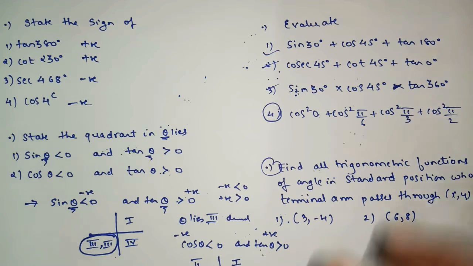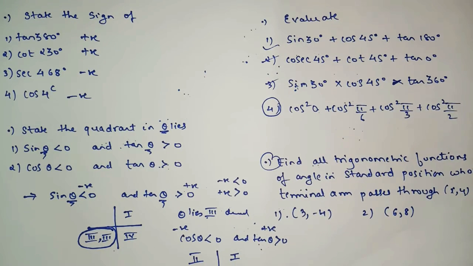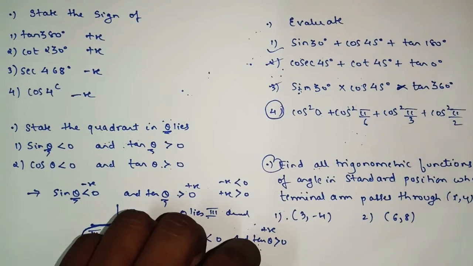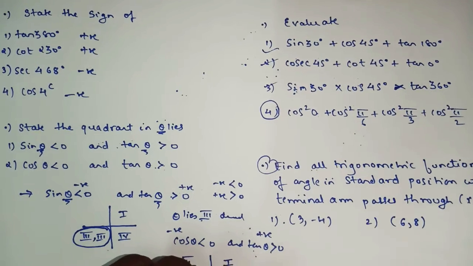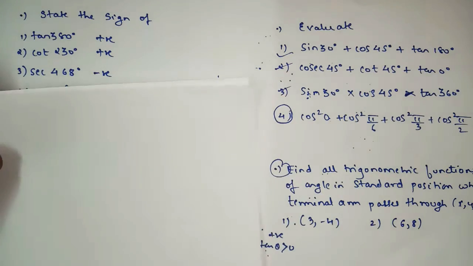Then after that we saw 2-3 sums based on the trigonometric table. From this question we had solved the first 3 sums, so here we are left with the last one. So let's see the last one, and then after that we'll move on to the next question. So here I will write the question.